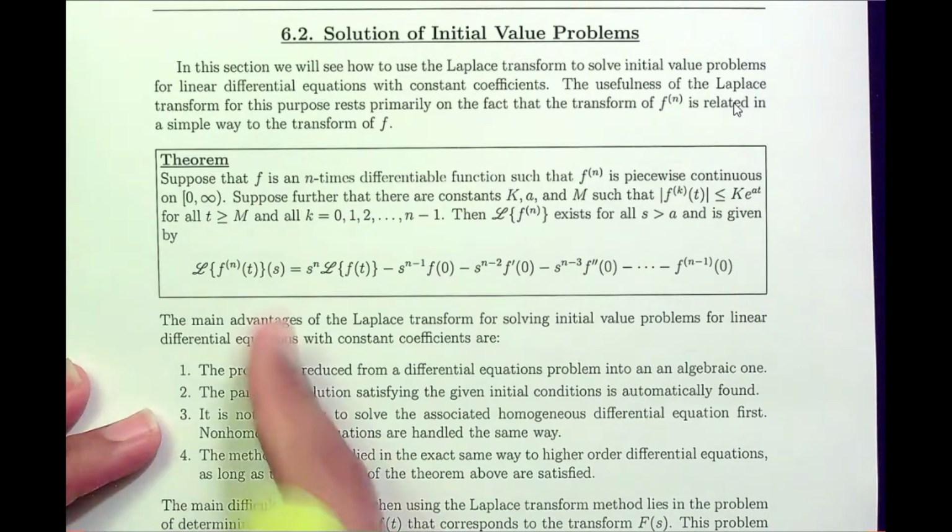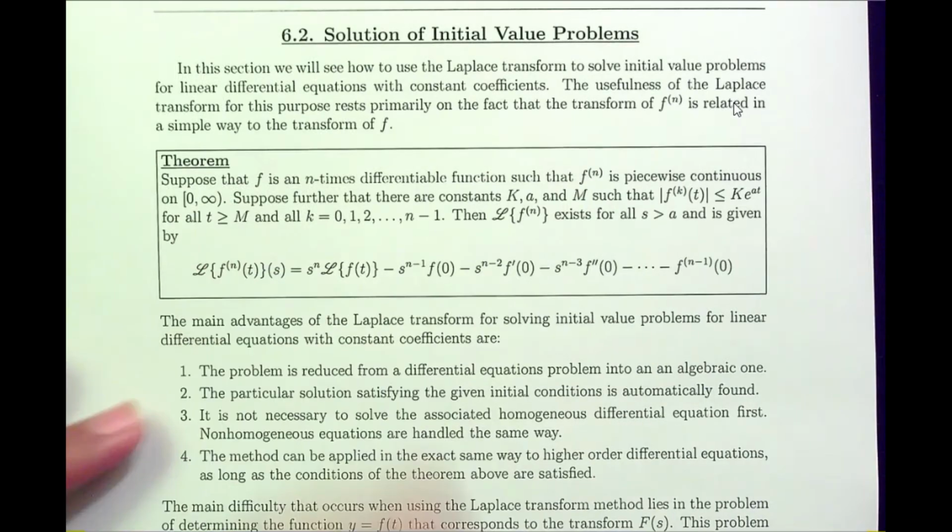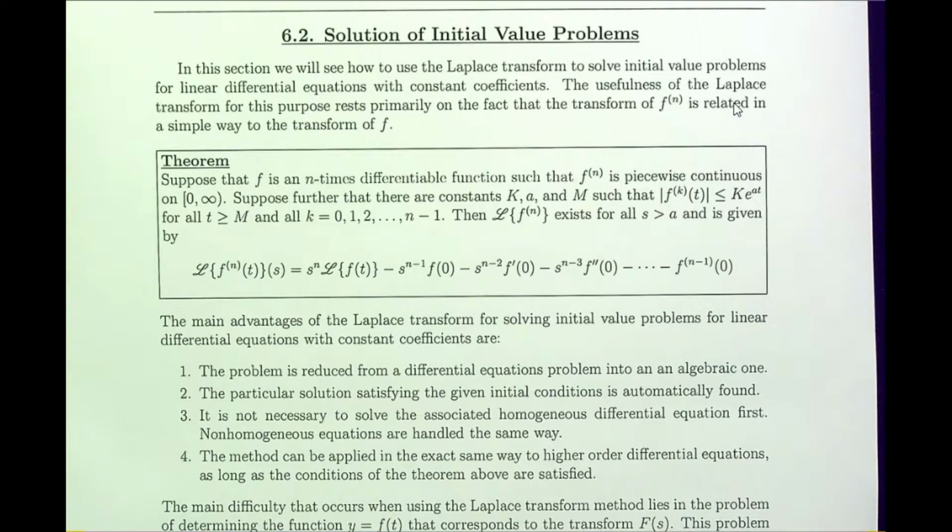It says, suppose that you have a function that is n times differentiable, so the derivative exists and you can take it n times, and suppose that the nth derivative is piecewise continuous from 0 to infinity. So if the derivative exists actually n plus 1 times, then that will be automatically satisfied because if a function is differentiable, then it is automatically continuous. And if it is continuous, then it's automatically piecewise continuous.